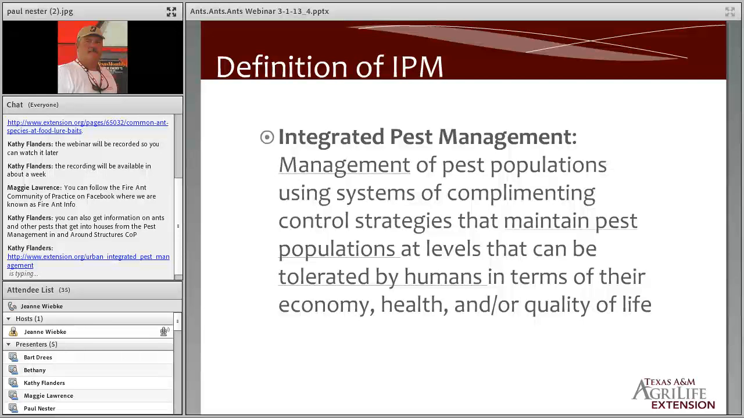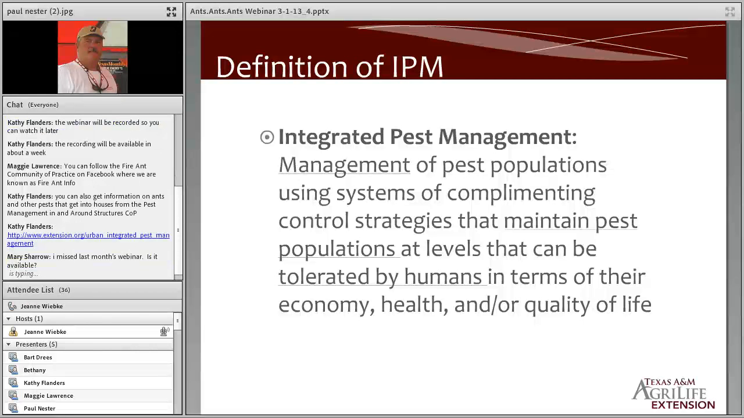So whenever we do need to use a pesticide, the pesticide will be much more efficacious because you have fewer insects to deal with. And we want to maintain the population at a level that can be tolerated by humans. Of course, some humans have a smaller tolerance for insects than others, so it's going to be up to them to develop a strategy to keep that population at the level that's going to benefit them when we talk about economy, health, and or quality of life.